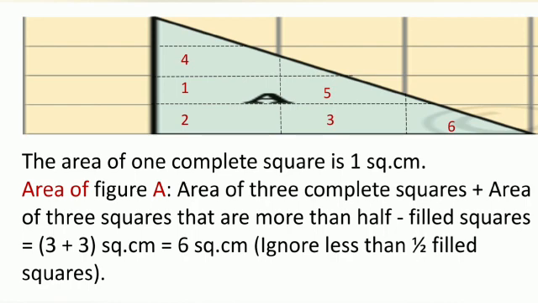Therefore, area of the triangle A is area of 3 complete squares plus area of 3 squares that are more than half filled, which is equal to 3 square centimeter plus 3 square centimeter equal to 6 square centimeter. Ignore less than half filled squares.